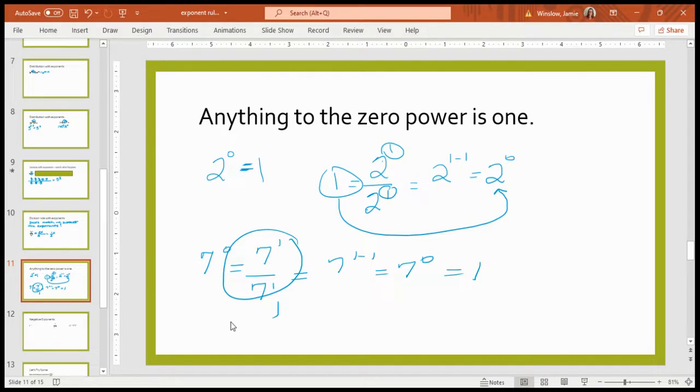So it's kind of like a synonym. It's just another way to write 1. Anything to the 0 power is 1.